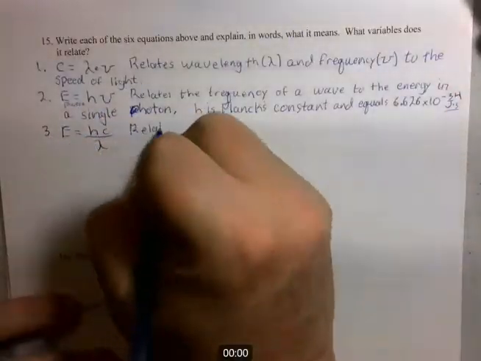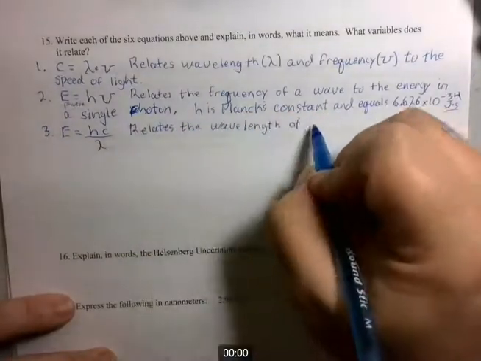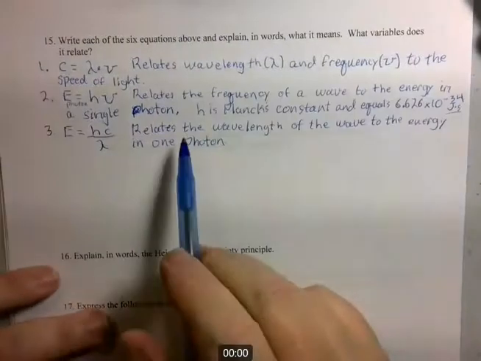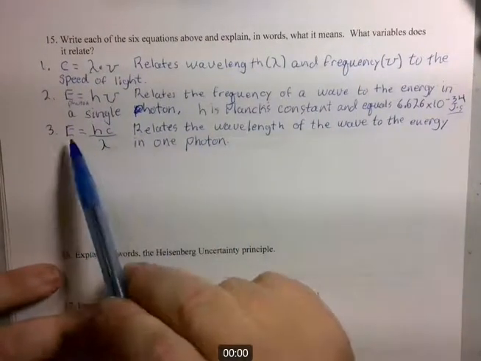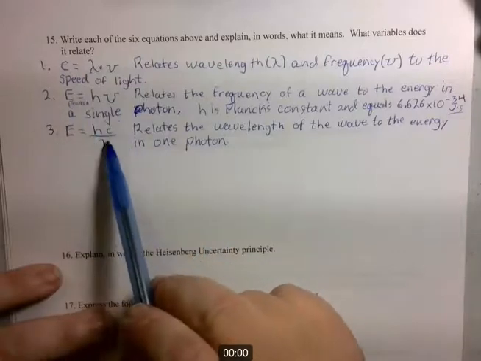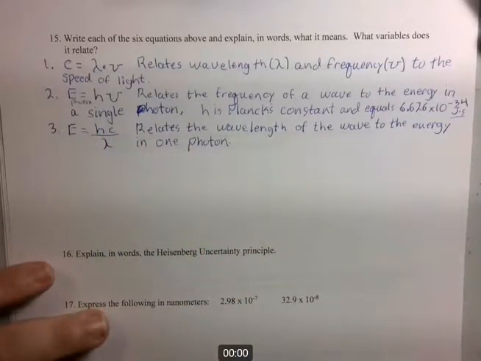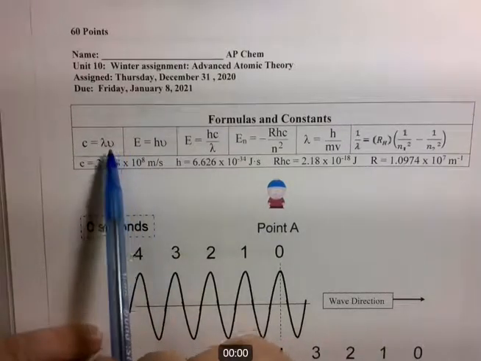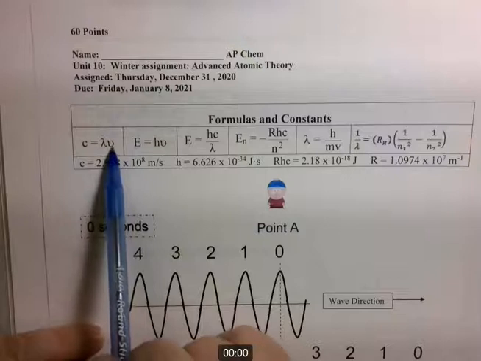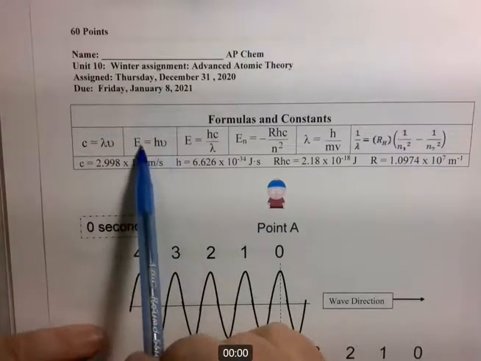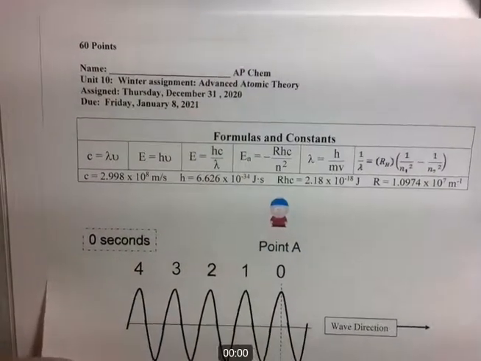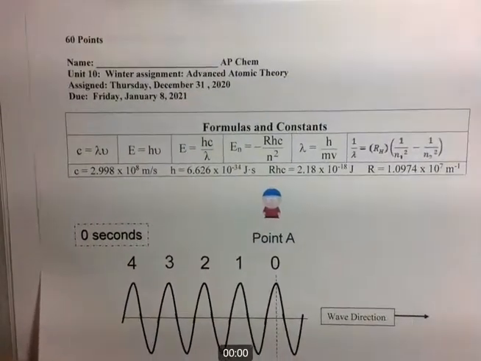Let's do this one. Okay, so this relates the wavelength to the energy, whereas the last one did the frequency to the energy. This does the wavelength. It's just a simple little algebraic manipulation of these first two equations. If you solve for nu and then plug it in, you'll end up with this. So it's just basically transforming it into a relation of wavelength and energy.